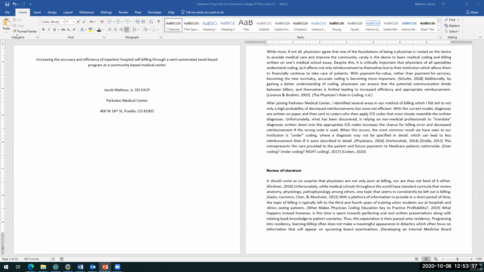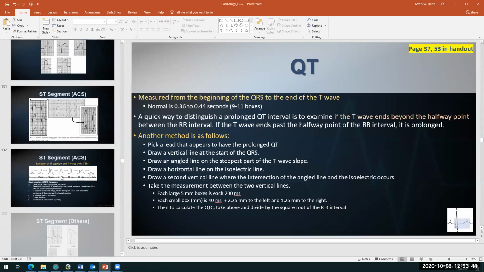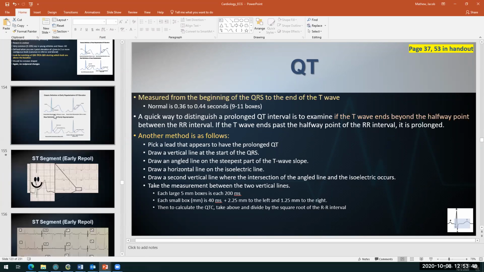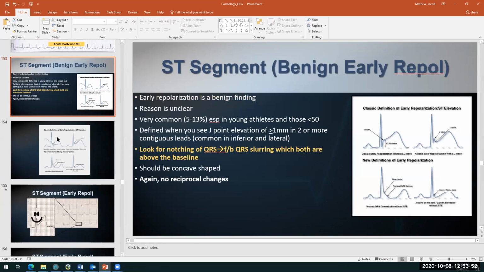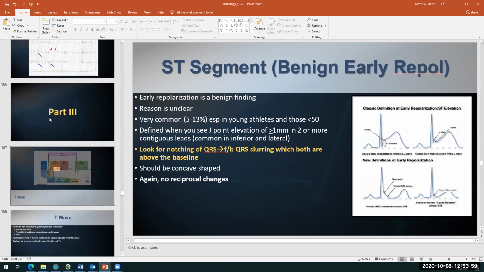Let me share my screen and give you a quick idea of what we're going to go over. We'll go over QT and then the ST segment, which is the longest section. I'll have a bunch of different slides. We're going to go over benign early repolarization, which has come up multiple times on rounds, and how to decide if something's benign or not. Then we're going to go over pathologic ST segments. This is where I thought I was going to end.